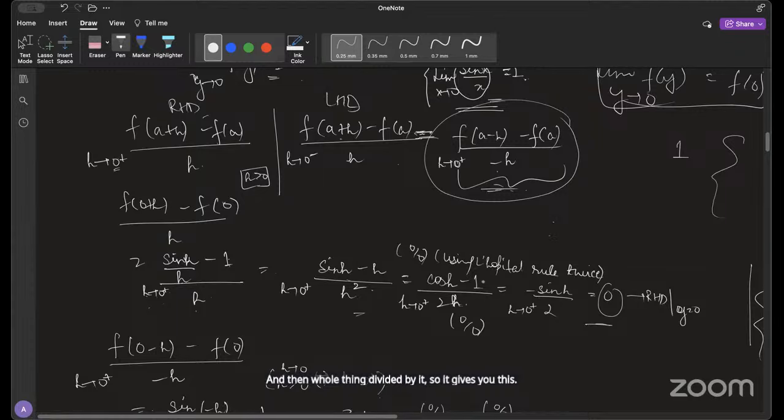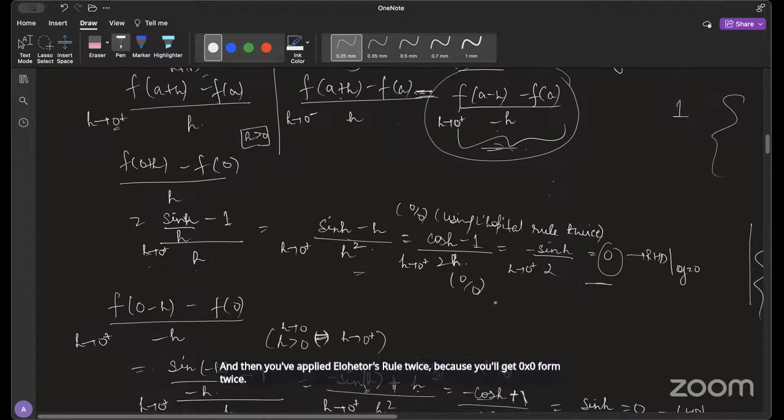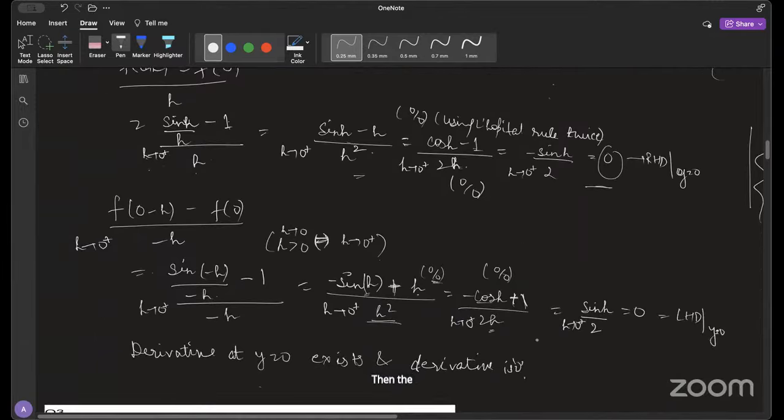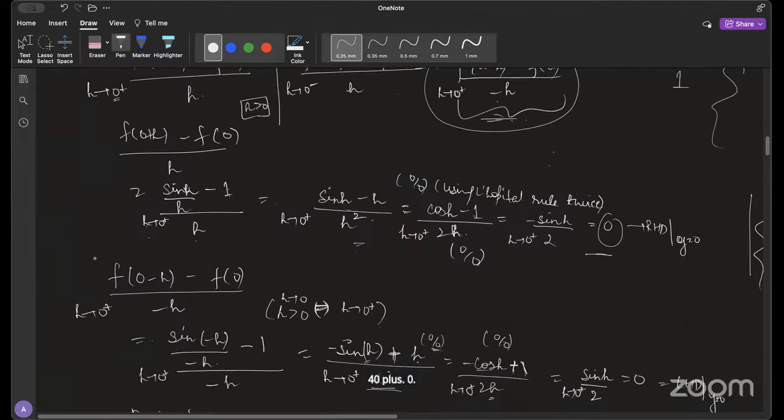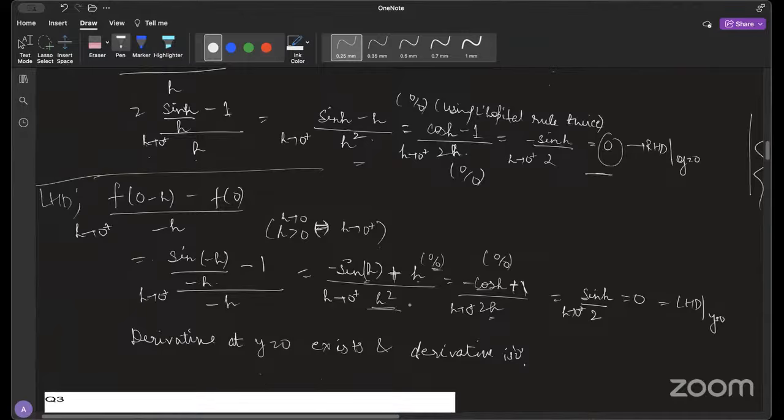And then you apply L'Hopital's rule twice because you'll get 0 by 0 form twice. Okay. Then the same thing we've done here for 0 plus, and for 0 minus, for the left one. This is for the left hand derivative. Okay, and we got the same value for both of them. You got the same limit here, 0. The limit is the same.